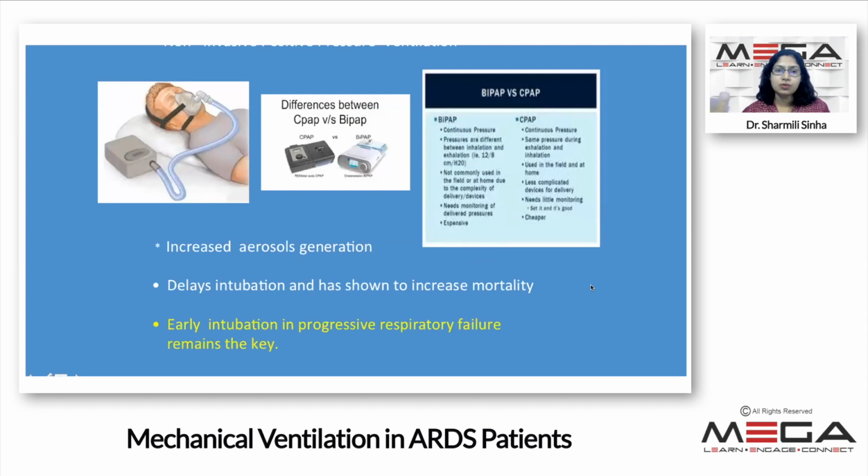Now, when you proceed to moderate ARDS, you have to institute positive pressure ventilation. For this, along with conventional ventilators, people have used small BiPAP machines with either CPAP modes or BiPAP. But what are the disadvantages? If the etiology is infectious, as it was during the COVID-19 pandemic, it carries a great risk of increased aerosol generation. And if you have attached it to the patient and you are not monitoring the progress and performance of the patient, it might delay intubation and has been shown to increase mortality solely due to delay in the institution of invasive mechanical ventilation. So early intubation in progressive respiratory failure remains the key.